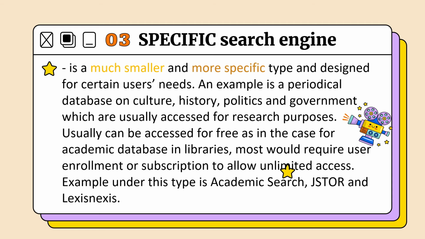As in the case of academic databases and libraries, most would require user enrollment or subscription. An example of this is JSTOR, Academic Search, and LexisNexis. JSTOR is a search engine that serves as a digital library. So the certain users are more likely students, teachers, among others. We can search for academic journals, which are accessible in the public domain also, but we can access most through subscription.